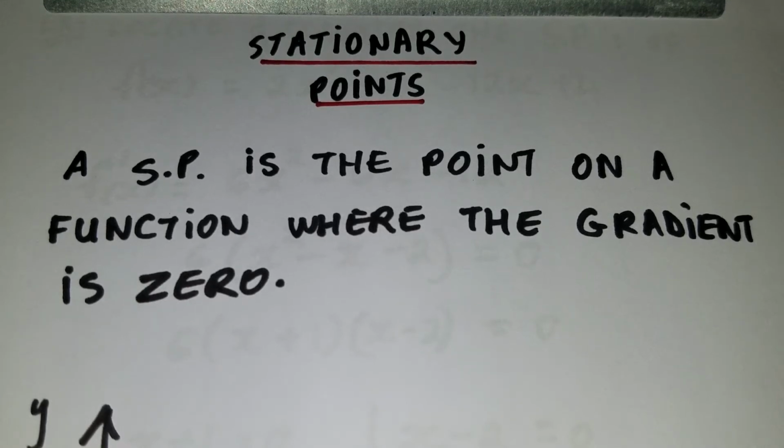However, what we need to understand is that any point on a function where we calculate a zero gradient will be a stationary point. And there are different terms for a stationary point. You may hear it being referred to as a critical point. You may also hear it being referred to as a turning point. So that's just supplementary information for you guys to learn.